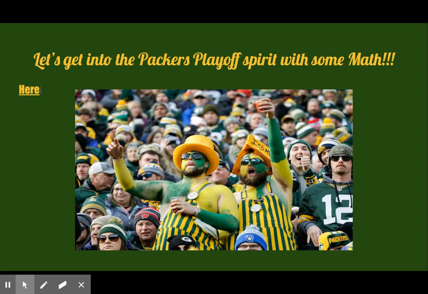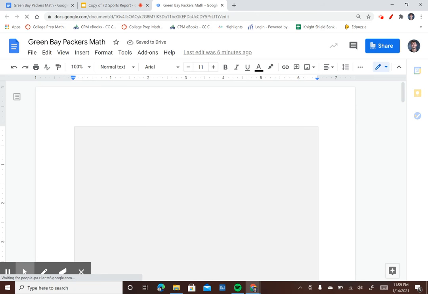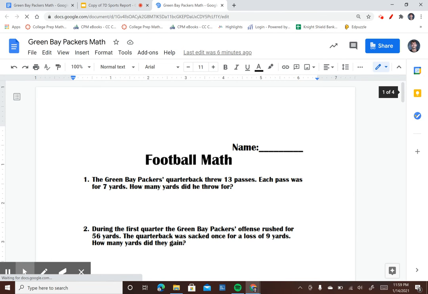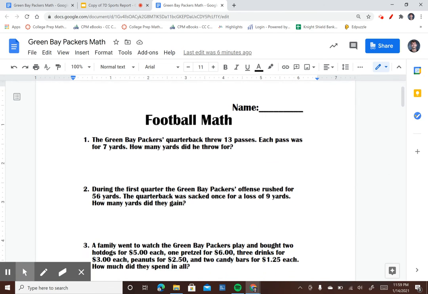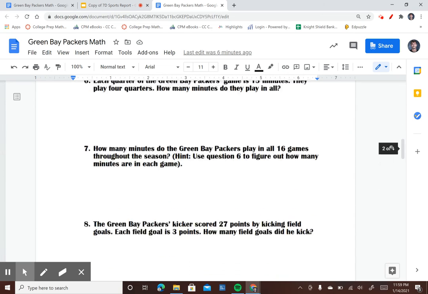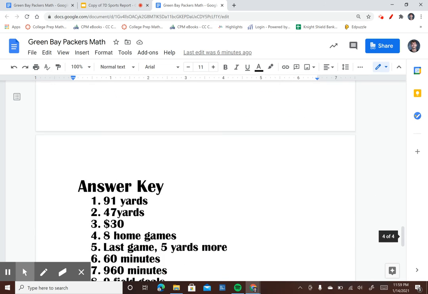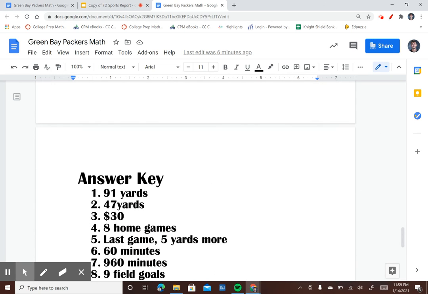So let's get into the Packers playoff spirit with some math related to the playoffs. All right, here's our Green Bay Packers math sheet. Here we will see 15 questions related to the Green Bay Packers. They're questions about multiplication, division, and order of operations. There are 3 pages here that you'll complete, and then you'll finally see at the very bottom an answer key to go along with it.